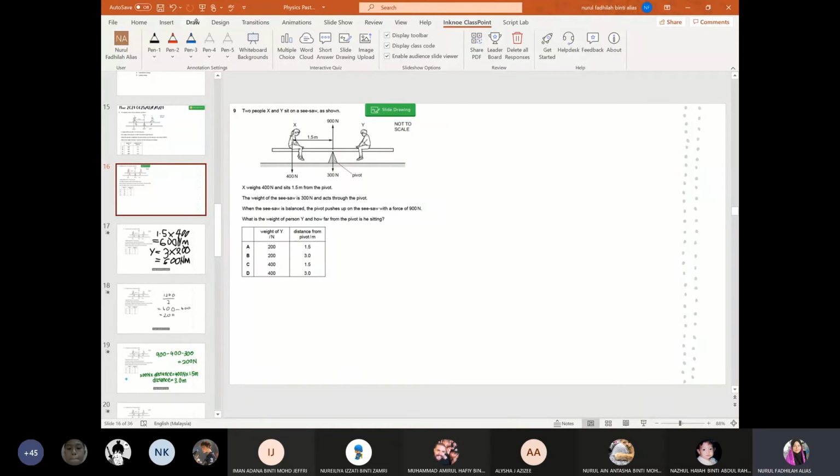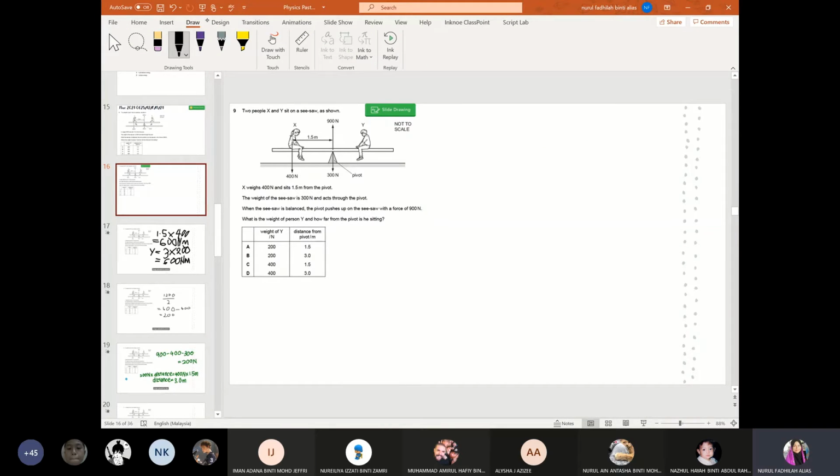Okay, awak tekan apa? X weighs 400 Newton. Mana X? Ni 400 Newton and C is 1.5. And then the weight of the seesaw tu pun ada weight dia. Okay, and then when the seesaw is balanced, the pivot pushes up on the seesaw with a force of 900 Newton. Okay, 900 ni kat sini. Okay, what is the weight of person Y?